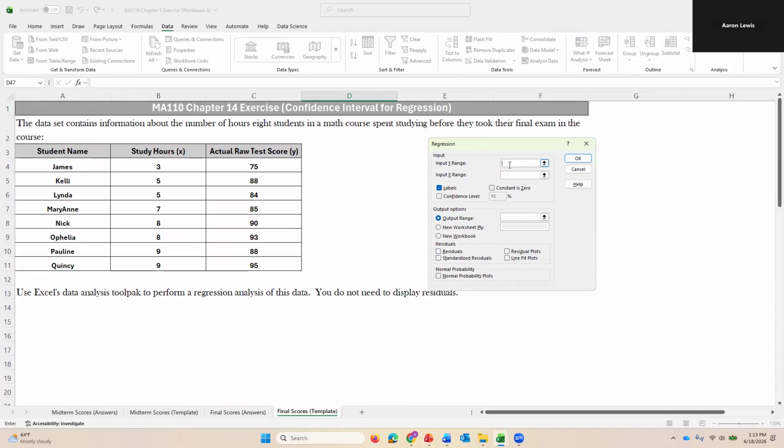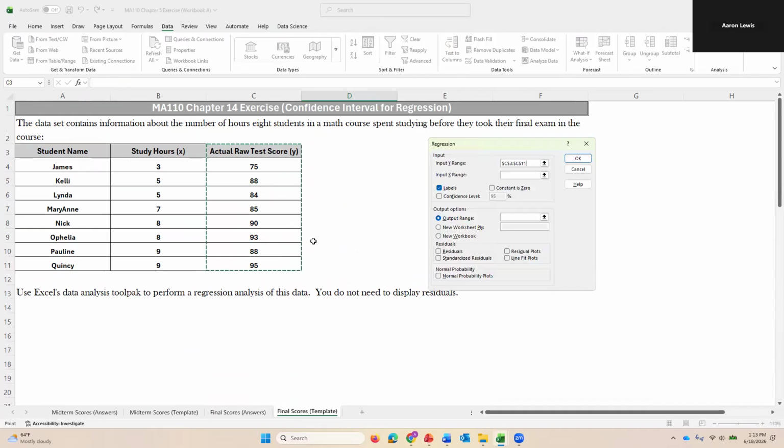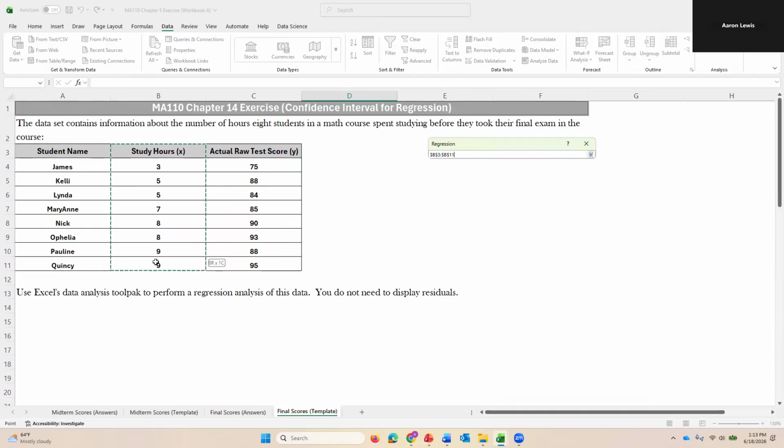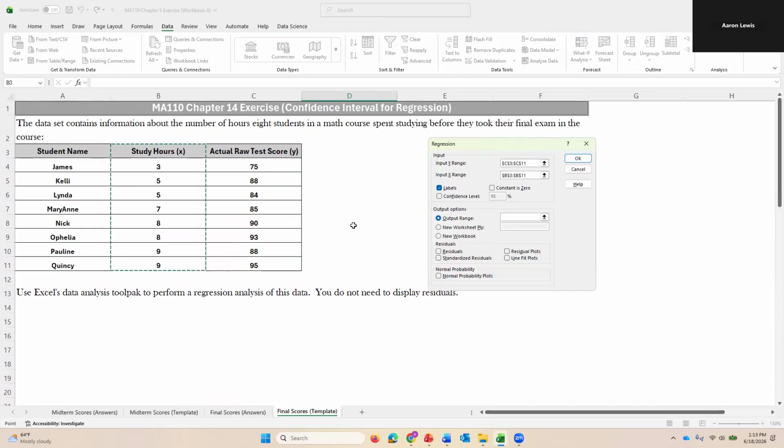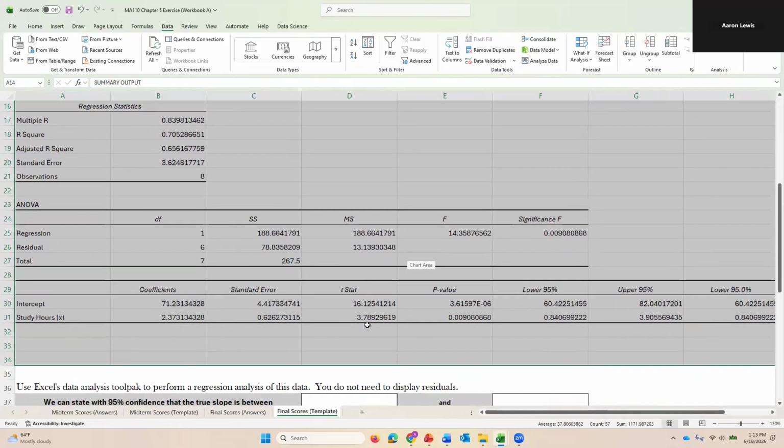Our Y range is our actual test scores, and I'm going to put the header in there, so C3 to C11. Our X range is our X values, or these study hours, and I'm going to put the header in there, so B3 to B11. I do have labels on. For my output range, let me just go throw it over here into cell A14, and I hit OK, and Excel is going to return this to me right now.